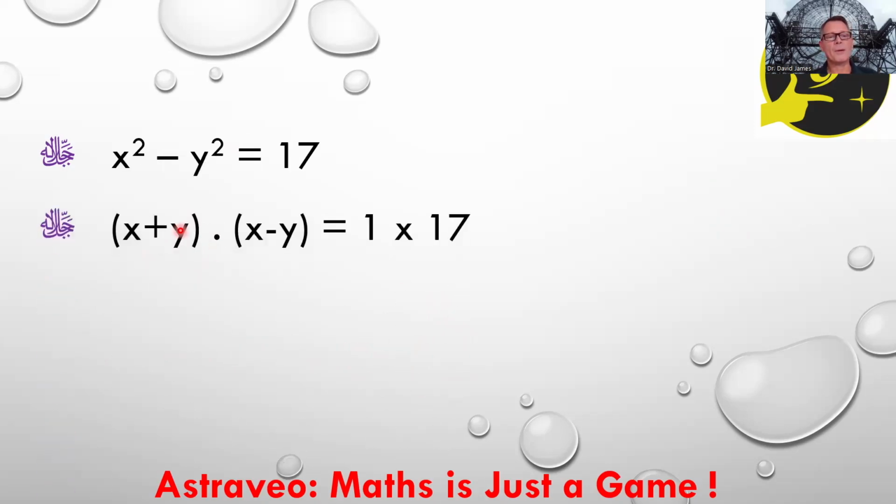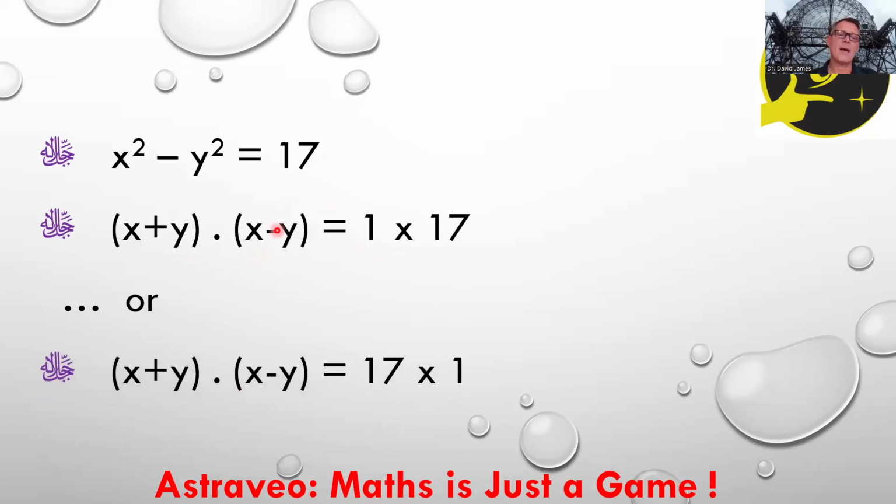So what we're going to do is rewrite x to the power 2 minus y to the power 2 as x plus y times x minus y, and we can rewrite 17 as just 1 times the number 17. Well, that's really interesting, but we can also write it as x plus y times x minus y equal to 17 times the number 1. Both of these statements are correct. 1 times 17 is 17 and 17 times 1 is 17. So the right hand side of the equation actually looks exactly the same.